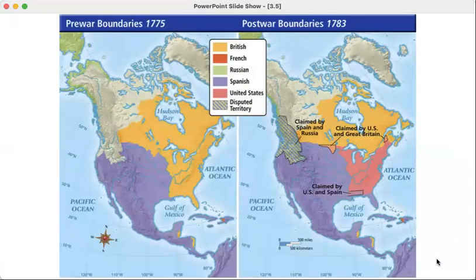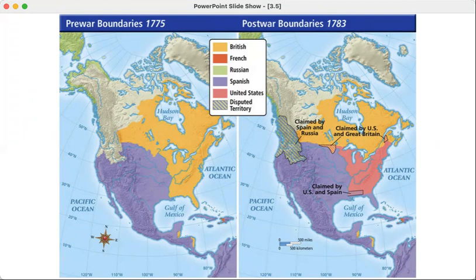So if you're going to look at a map, looking at pre-war boundaries and post-war boundaries, North America prior to the Declaration of Independence, so North America in 1775, you would see everything east of the Mississippi River and most of Canada around the Hudson Bay was controlled by the British. Everything else in North America was controlled by the Spanish.